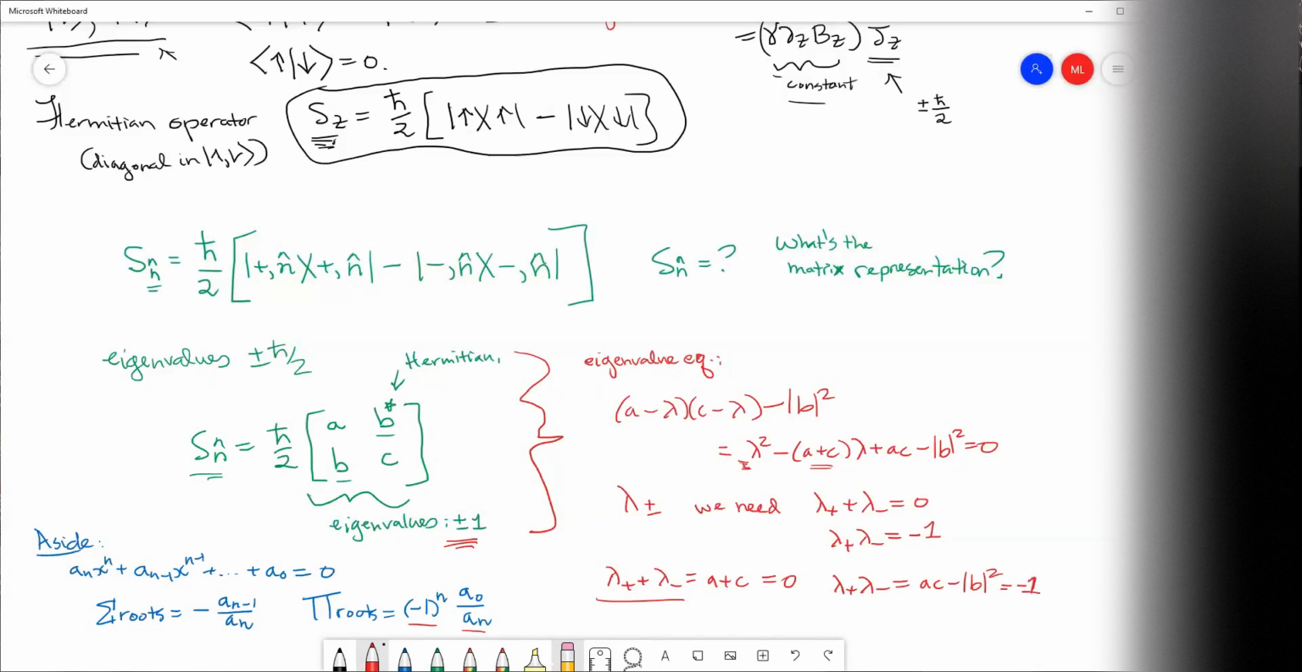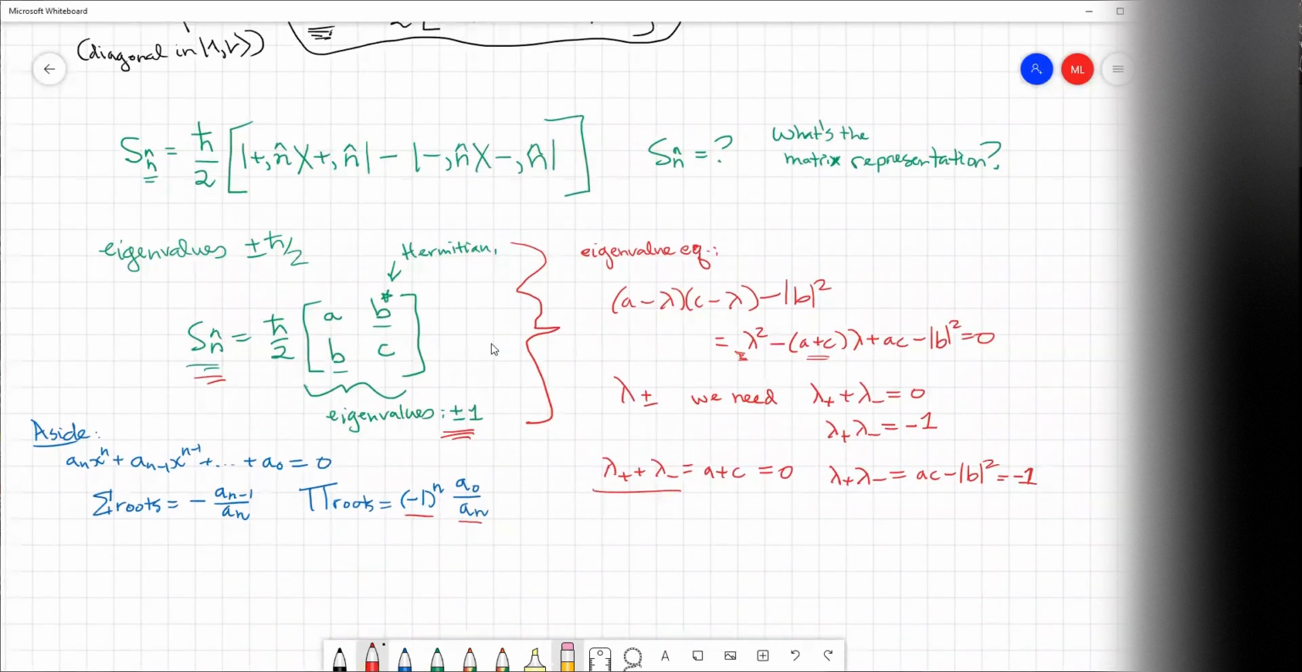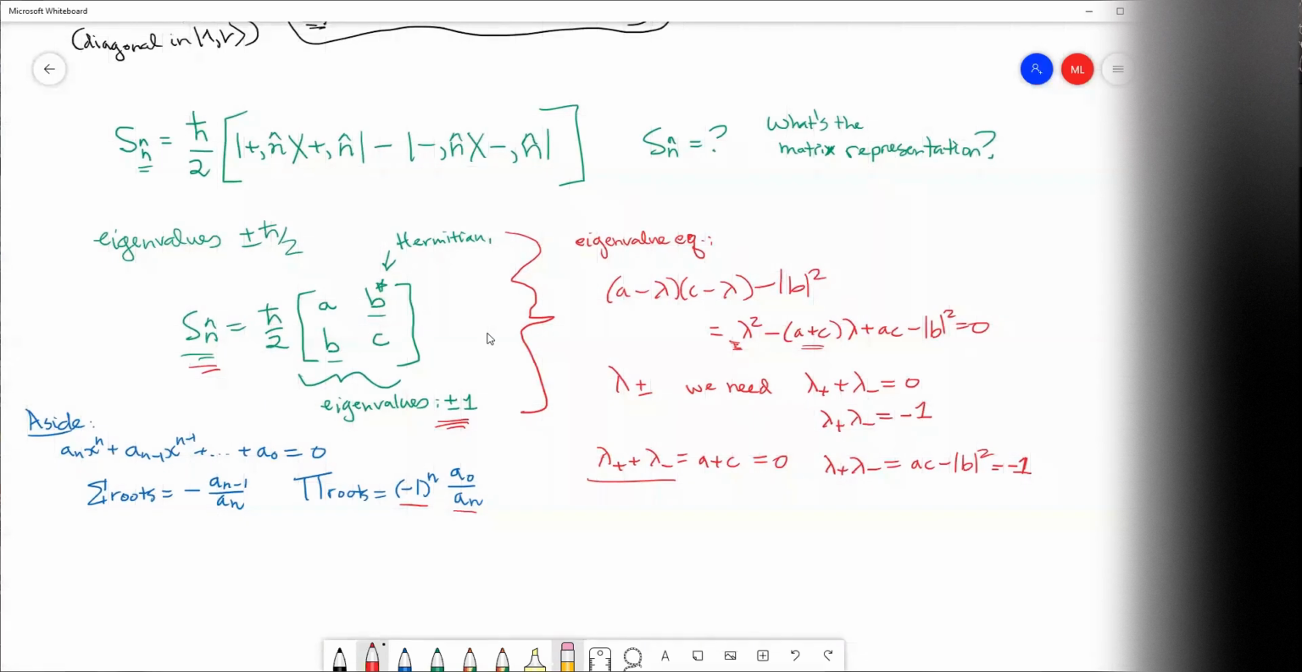That's what we need in order for this to make any sense as a measurement of the spin along an arbitrary direction. When I say spin, I mean the intrinsic angular momentum, if it wasn't clear. So, okay. Any questions?